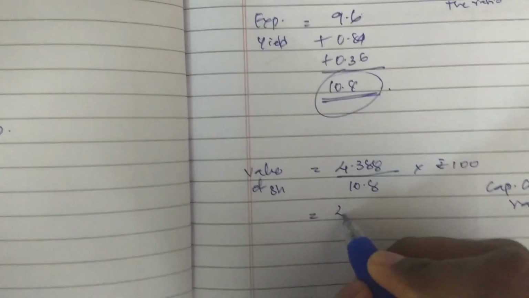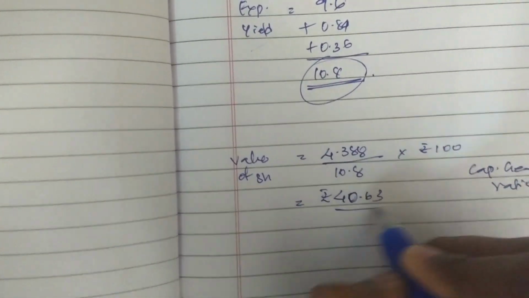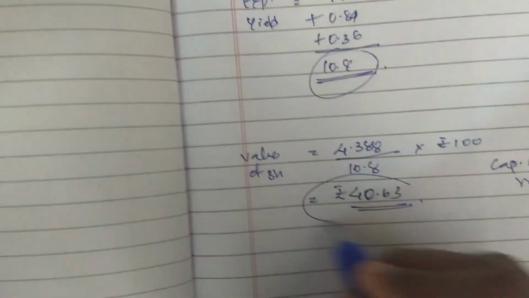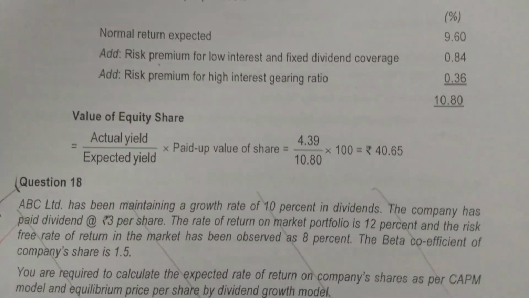We get rupee 40.63. 40.63 is the final value of it. We can just check with the answer. It is 40.65 due to decimal differences. So this is the answer to your question.